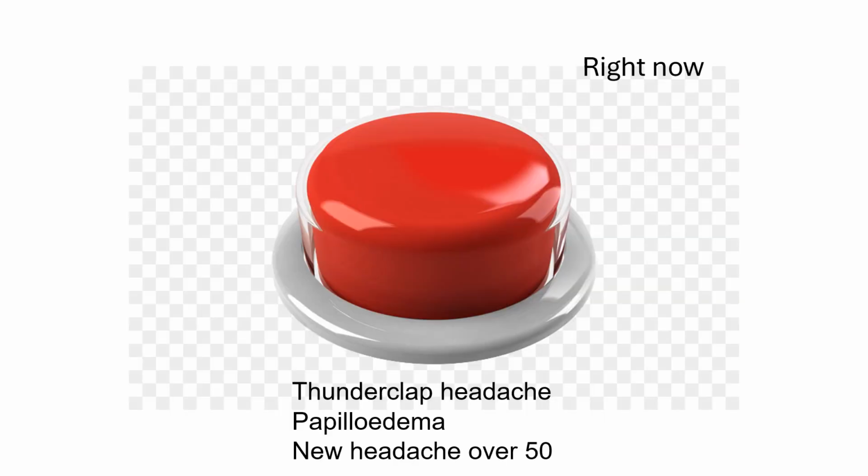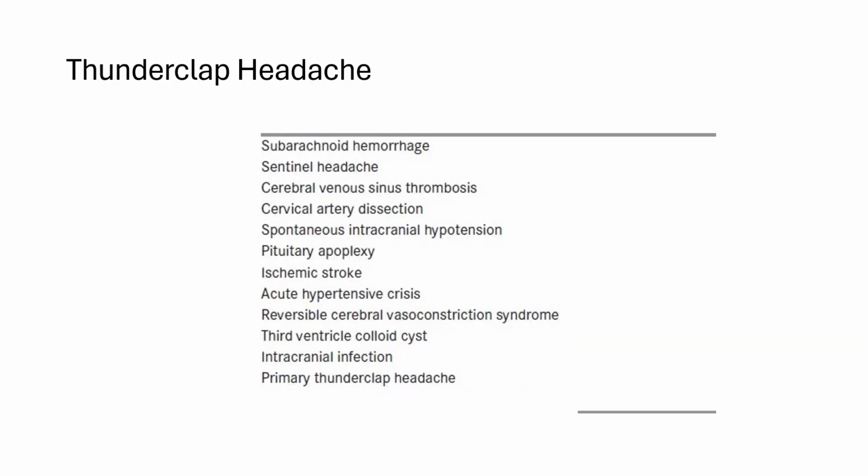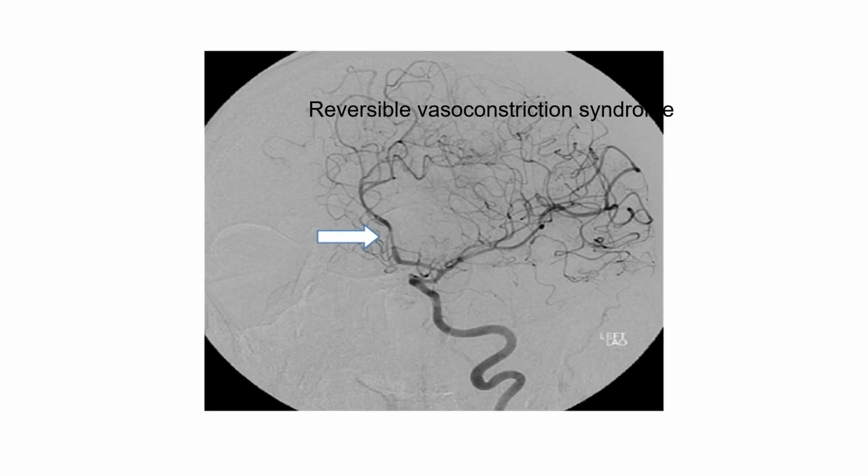Fundoscopy, we said a little bit about. What about red buttons? When do we press a red button? Thunderclap headache, causes of thunderclap headache. This is a headache that reaches its maximum crescendo in 30 seconds. And this is reversible vasoconstriction syndrome, which you may not have heard about, and many people haven't because it's only visible on an MR angiogram or a CT angiogram. Watch out for people on SSRIs, high doses particularly, and also recreational drugs, cocaine and cannabis.